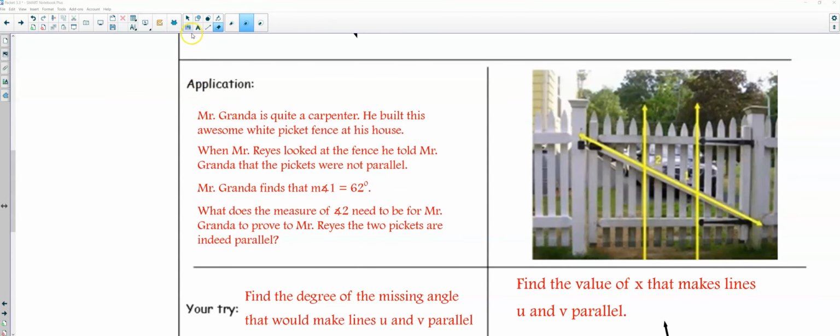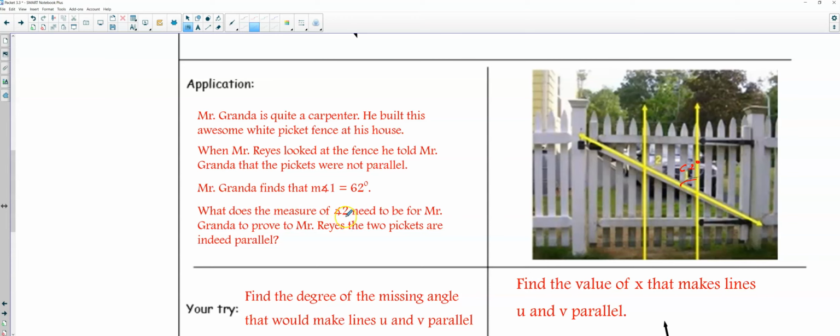Okay, here's an application problem. It says, Mr. Granda is quite a carpenter. He built this awesome white picket fence at his house, right over here. When Mr. Reyes looked at the fence, he told Mr. Granda that the pickets were not parallel. Well, Mr. Granda finds that the measurement of angle 1 right over here, it's 62 degrees.